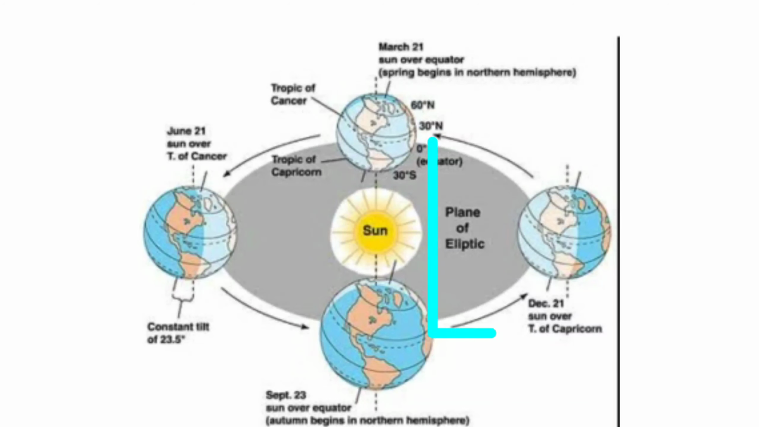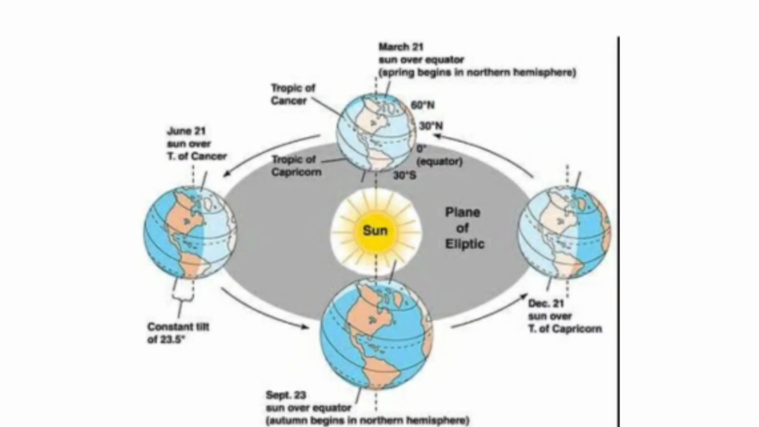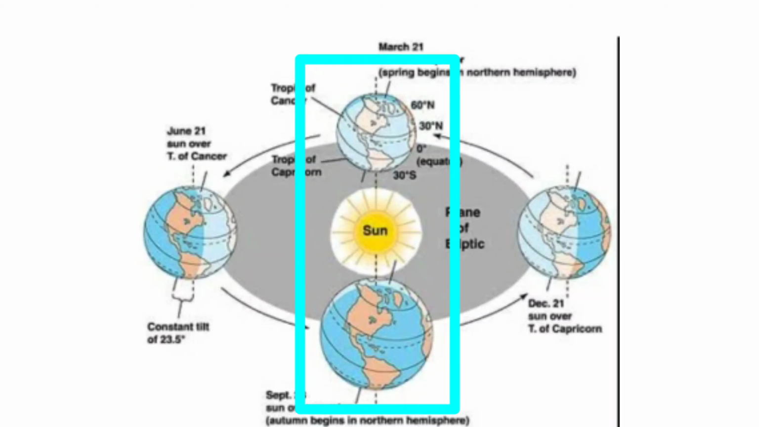In the second position, you can see that the sun is at the Tropic of Cancer. The northern hemisphere is away from the sun and the southern hemisphere is a little bit closer to the sun. So we can understand that the northern hemisphere is facing winter and the southern hemisphere is facing summer.